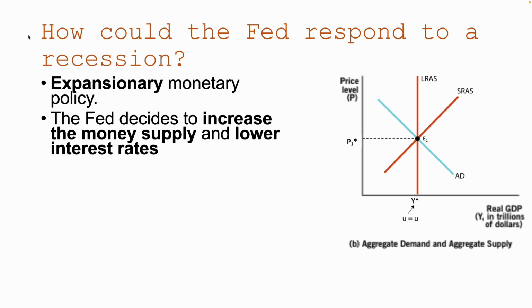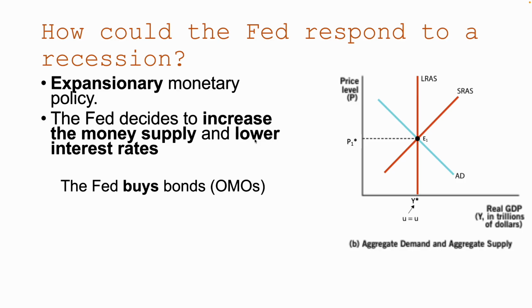So let's first start by thinking about monetary policy and how the Fed could use monetary policy to respond to a recession. So a recession means that there is a decline in GDP, people are losing their jobs, things aren't going so well. And we learned in this module that when there is a contraction in the business cycle, or a severe enough contraction that we might call it a recession, the Fed can respond by using expansionary monetary policy. Expansionary monetary policy means increasing our nation's money supply and lowering interest rates.